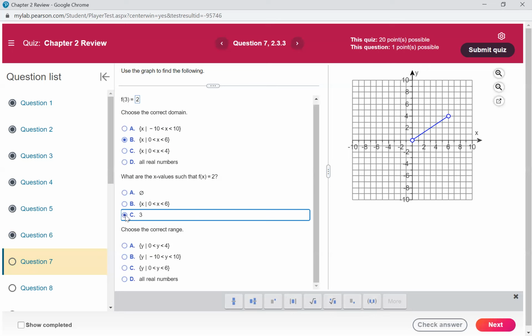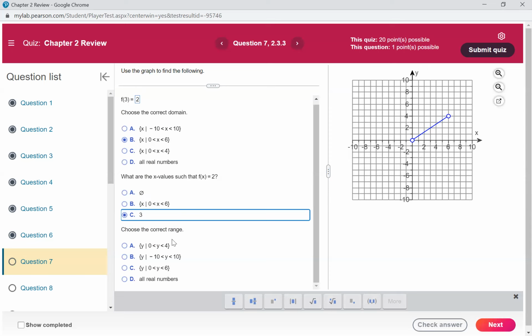And y'all, I'll tell you the truth. You'll never pick A on this one. That means there's no solution, or an empty set. Well, we got a line, so we got to have some kind of answers for this, okay?